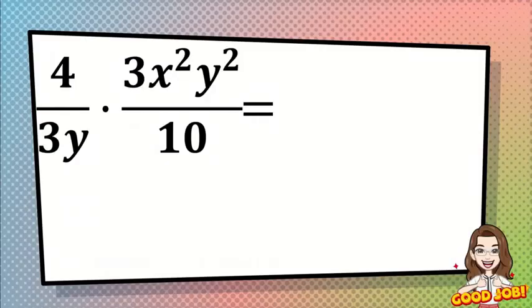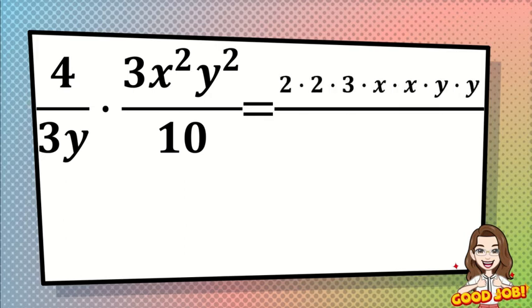Next given, we have 4 over 3y times 3x squared y squared all over 10. So let us express the numerators and denominators into prime factors. Prime factors of 4 is 2 times 2, and then prime factors of 3x squared y squared is 3 times x times x times y times y. For our denominator, we have prime factors of 3y is 3 times y. Prime factors of 10 is 2 times 5.